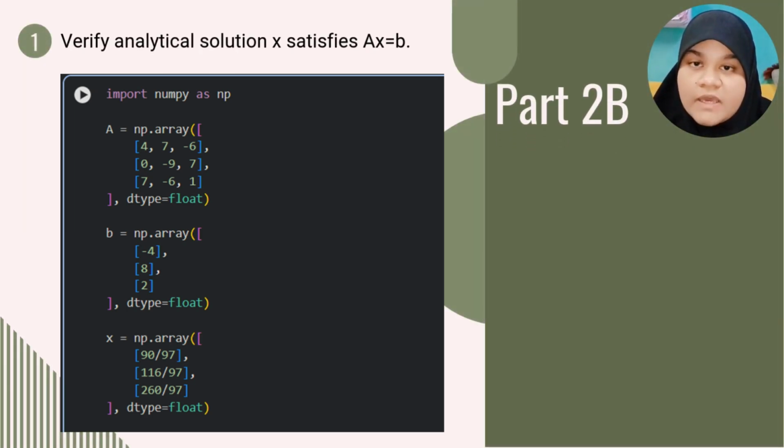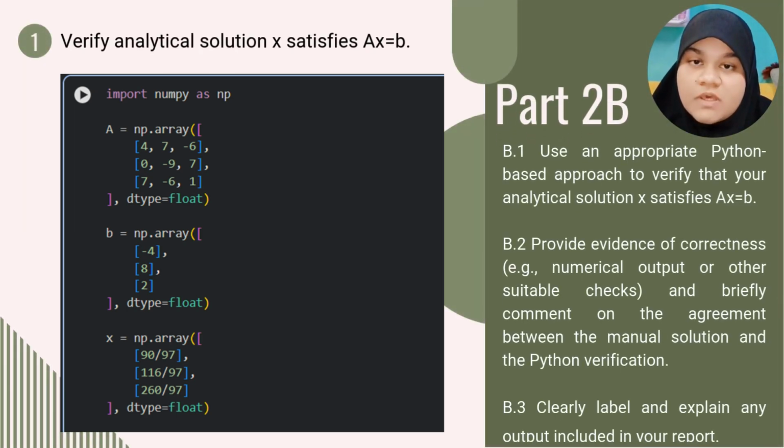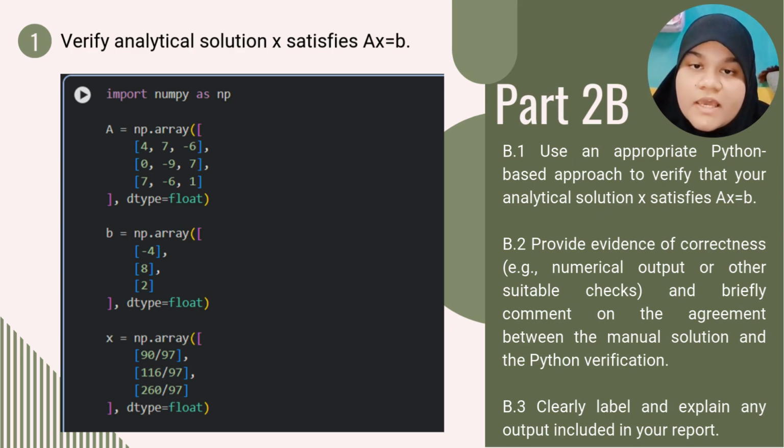What is being verified? In part 2b, we are verifying the equation Ax = b. This means we are checking whether the solution vector x, when multiplied by matrix A, gives the vector b. If this condition is satisfied, then x is indeed the correct solution.